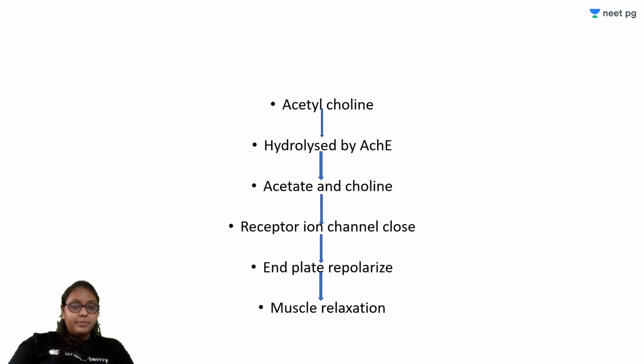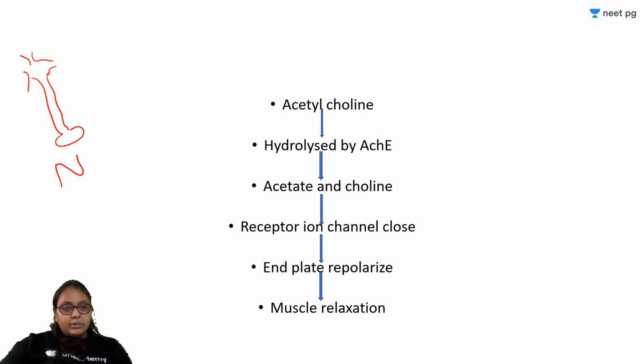Okay, now coming to the second group of most important drugs which are used in anesthesia, that is the skeletal muscle relaxants. Now the skeletal muscle relaxants, what happens? See, this is the nerve fiber. This is the synaptic knob, and this is the muscle fiber. Here is the neuromuscular junction.